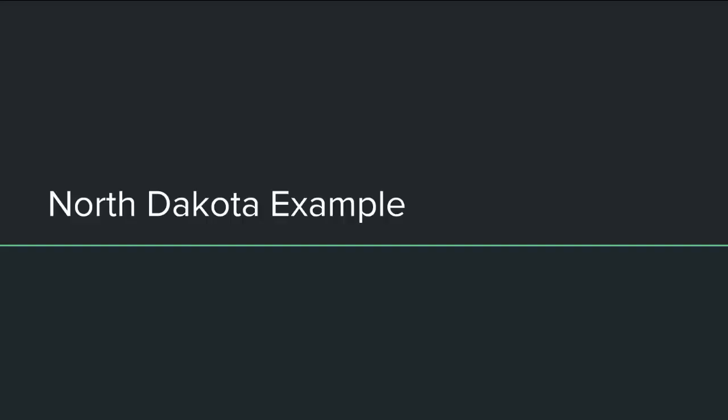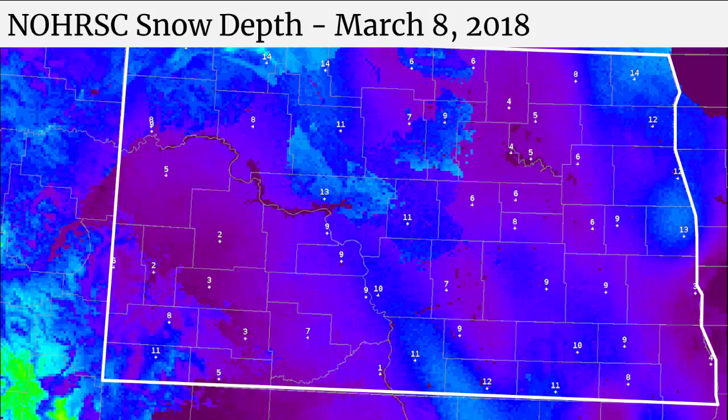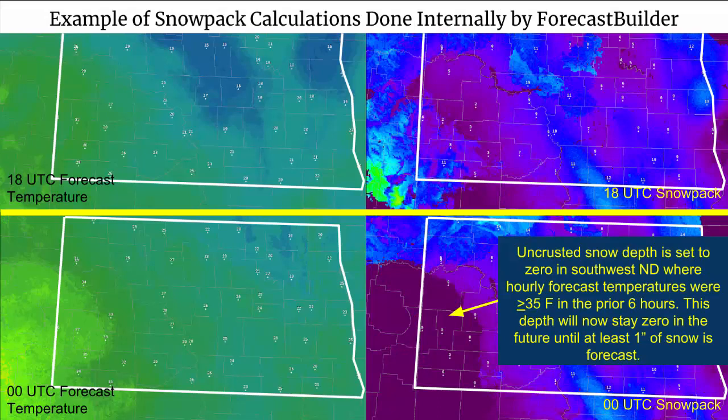To better explain the snow depth calculations, let's take a look at an example from North Dakota in early March 2018. Looking at North Dakota, which is highlighted in the white outline, we can see that the entire state has at least 2 inches of snow on the ground based on the no-risk analysis. But later on in the day, temperatures are forecast to increase over the southwestern portion of North Dakota.